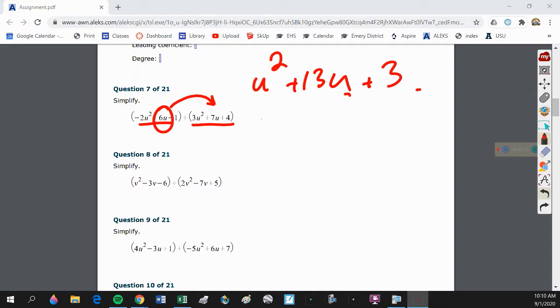Okay? All right? What if this was a minus? So what is negative 2u squared minus 3u squared? Negative 5u squared. What is 6u minus 7u? Negative u. And then what is negative 1 minus 4? Would be minus 5. Oh, that I really did that well, didn't I? Okay. Any questions there? All right.